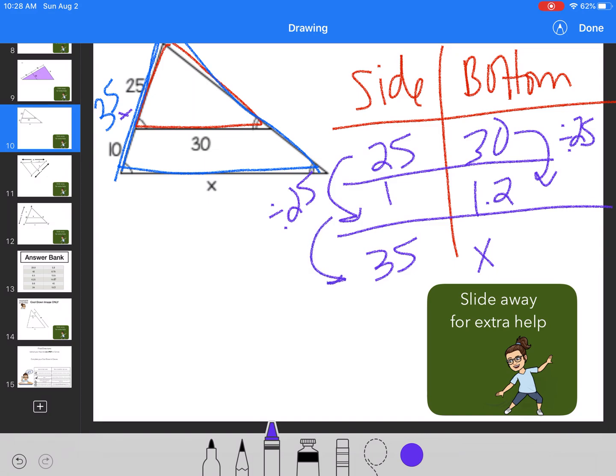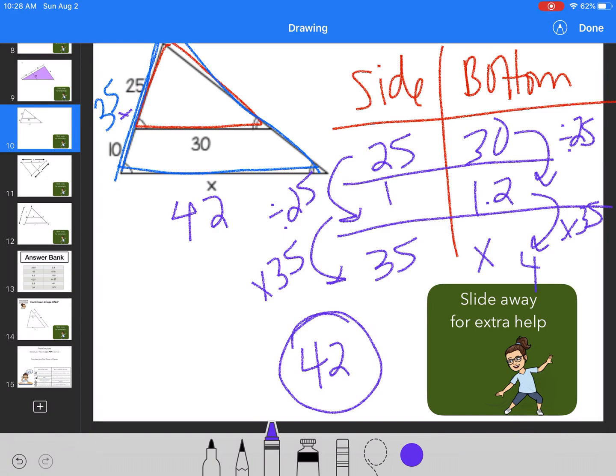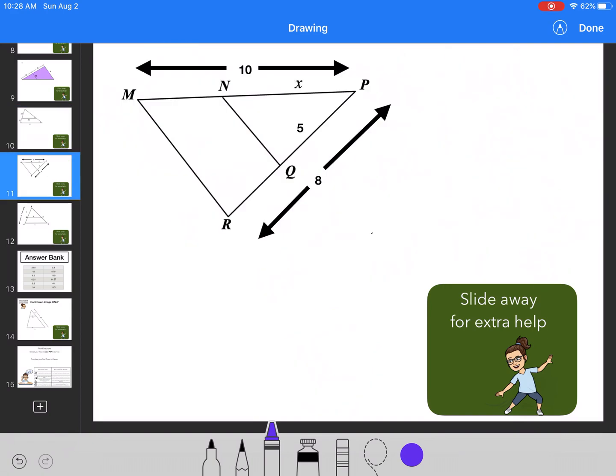Then I'm going to go times 35. And I get 42 as my answer. So when you think about it, 25, 35, 30, 42, that makes sense. 2 more. Okay, same thing again.